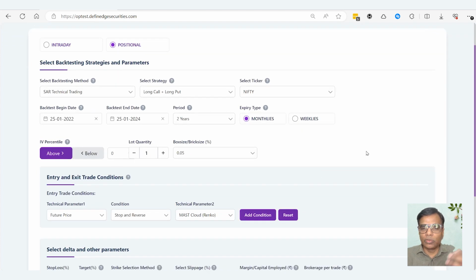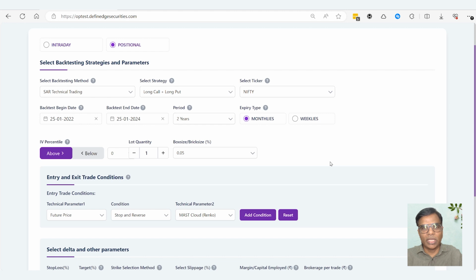And we use one quantity. Here we have so far only Point and Figure and Renko based stop and reverse methods, because those are very good trend following systems. In future we'll also add moving average based and candlestick based indicators for this trend following system, as well as the stop and reverse. So for now, we are going through one Renko based stop and reverse backtesting method.